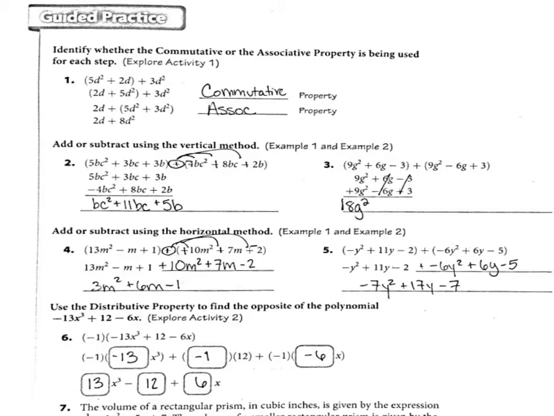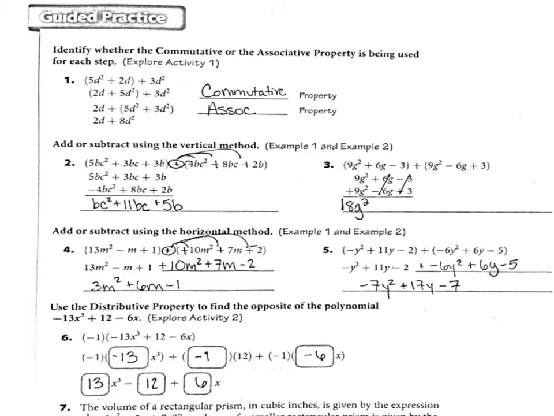Here are your homework answers from last night. So let's go through and check them. 1 was talking about the properties. 2, they did it vertically, they changed it. If you like that way, that's fine. If you don't, you don't have to. The biggest thing is to make sure that you change all the signs when you do it vertically if it's a subtraction problem.